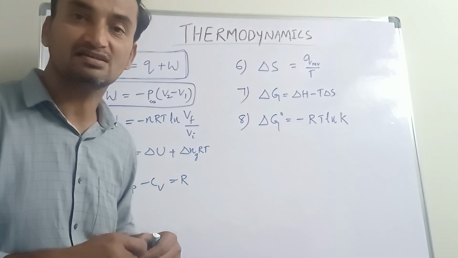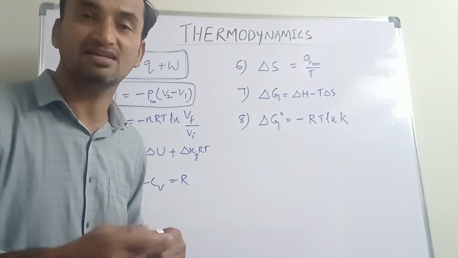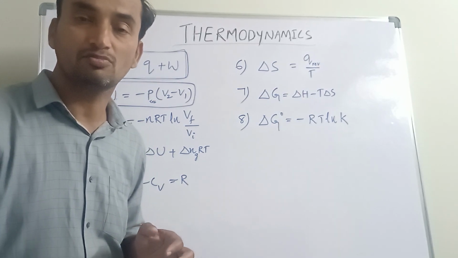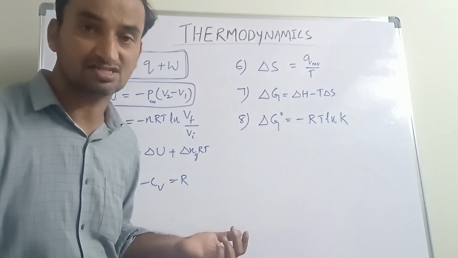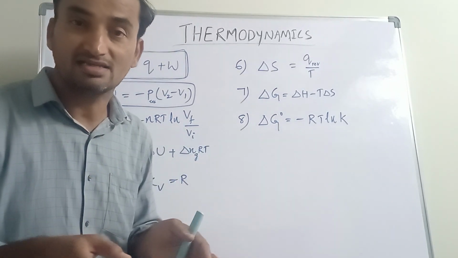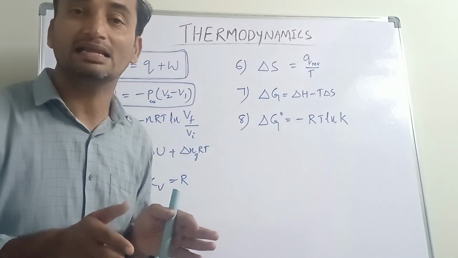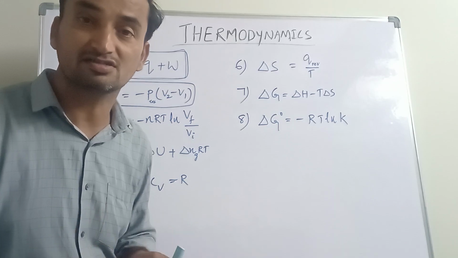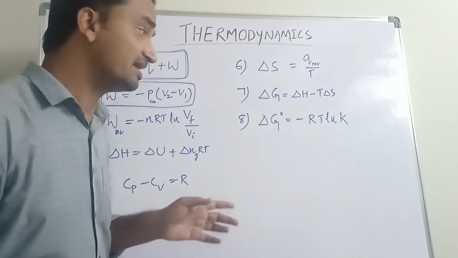And an irreversible process means one which occurs in one direction, in only one step. There is no backward reaction, no backward step. Such a reaction is said to be irreversible. Now in the reversible case, there is a derivation of one formula: work done in isothermal reversible expansion of an ideal gas.